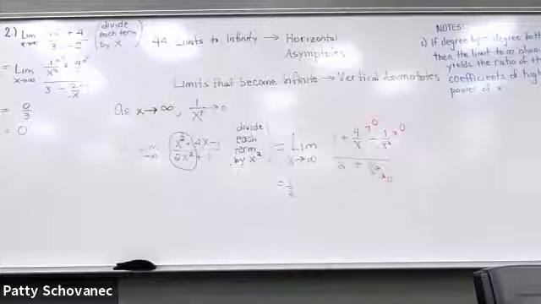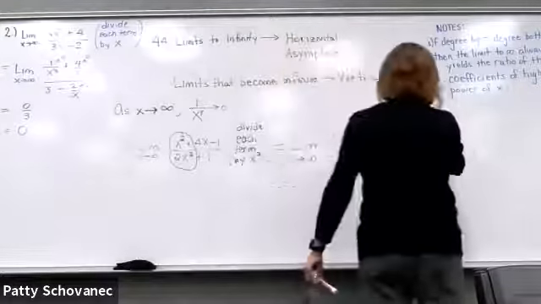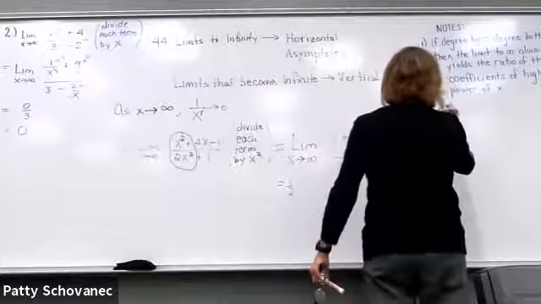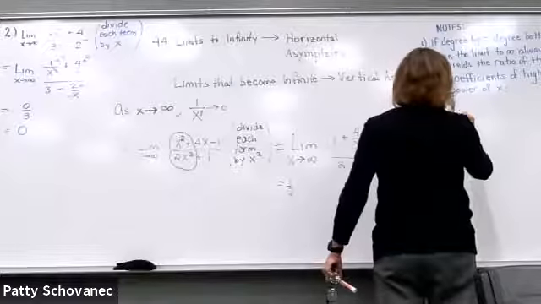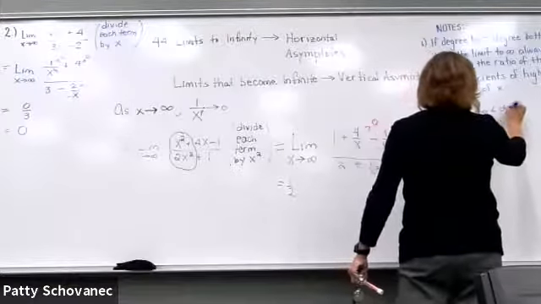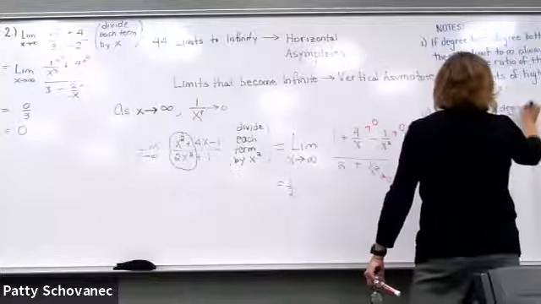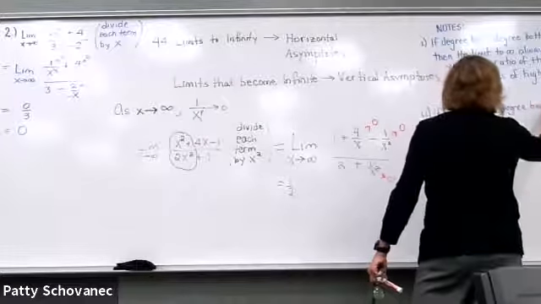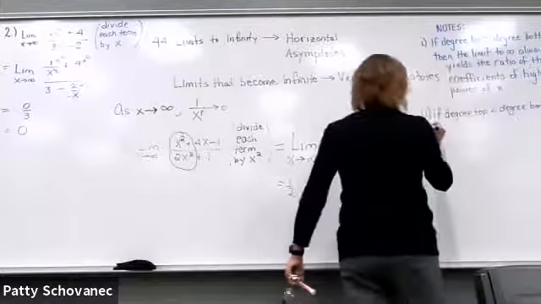That same pattern happens whenever the degree on top is smaller than the degree on the bottom. In the long run, the bottom grows faster than the top, so the fraction goes to 0. So if the degree on the top is smaller than the degree on the bottom, the limit to infinity is always 0.